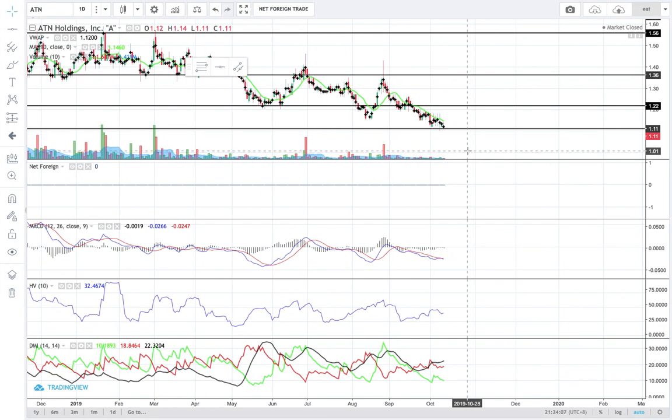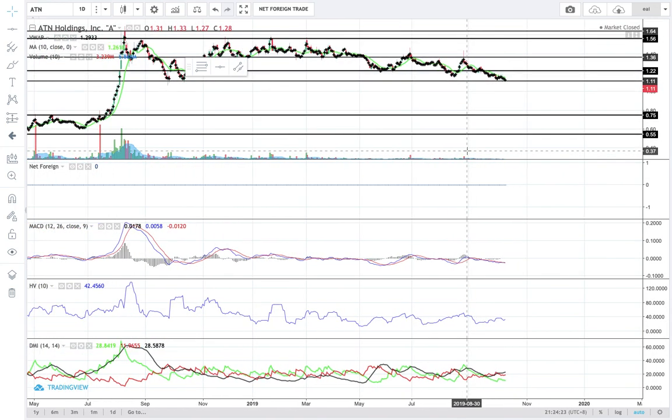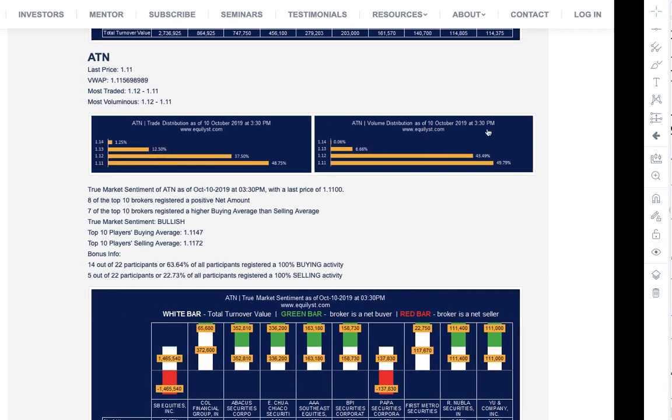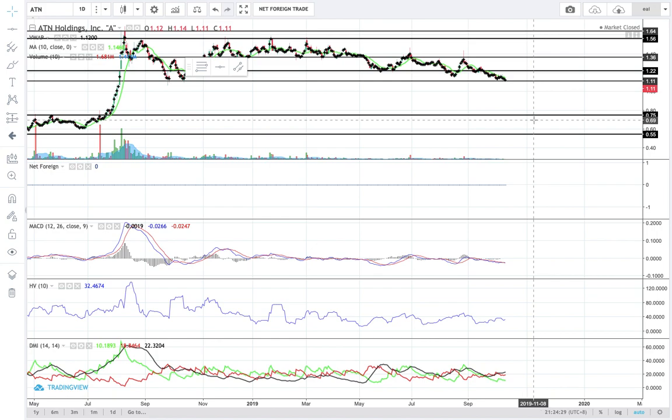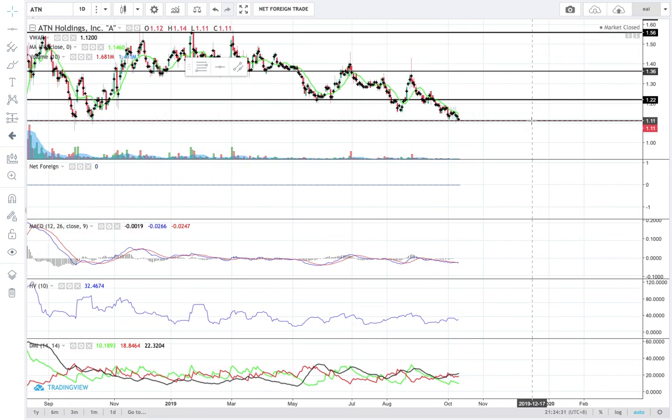So let's see tomorrow, Friday, if that bullish true market sentiment can salvage, can redeem the position of ATN above 1.11. If it fails to maintain the position at 1.11, then let's wait for it to dive toward 0.75. Nonetheless, at this point, I'm still bearish on ATN. There are no buy signals.